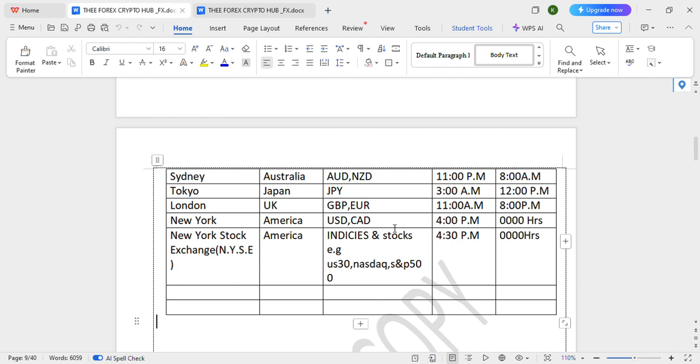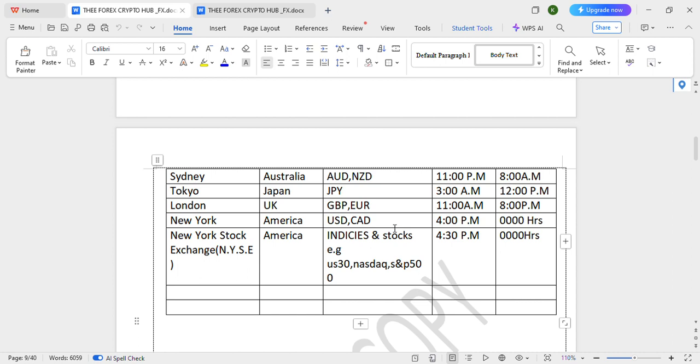Then the session opens at 4 p.m. That is Kenyan time. I've already converted the times to Kenyan time, so if you want to use GMT, you will do your conversions, or you can just search the Forex trading sessions online. You are going to see them there. Then the session will close at 00 hours, that is midnight.